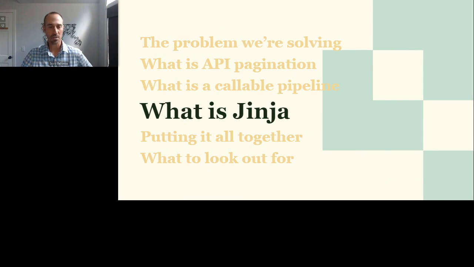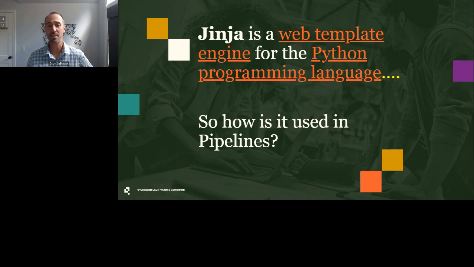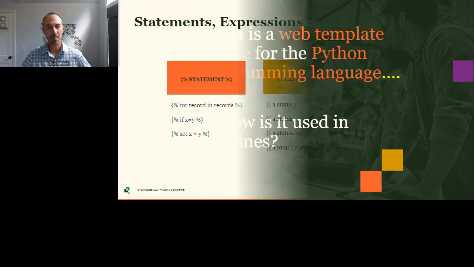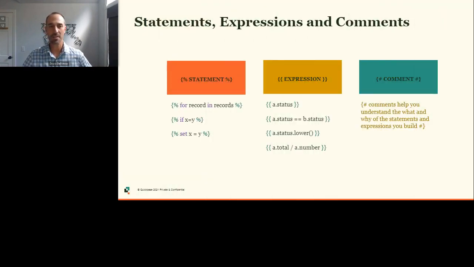So what is Jinja? Not sure if folks here have played with Jinja a little bit, but it is a pretty powerful tool when working with the webhook and JSON channels. Basically it's a web templating engine for the Python programming language. So anyone who's familiar with Python or has used Python will probably be able to do some really sophisticated things with it. That being said, there's a very specific way that it's being used within pipelines, right? The way that it's used within pipelines is these 3 pieces: statements, expressions, and comments.